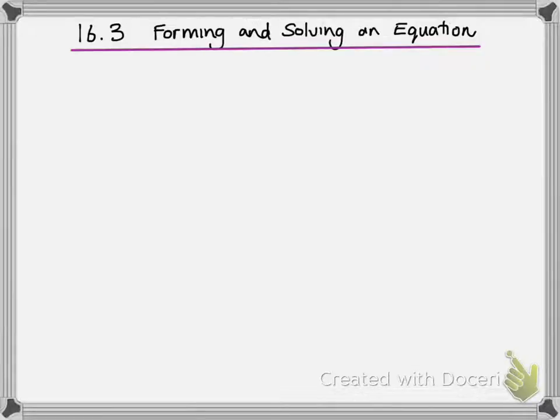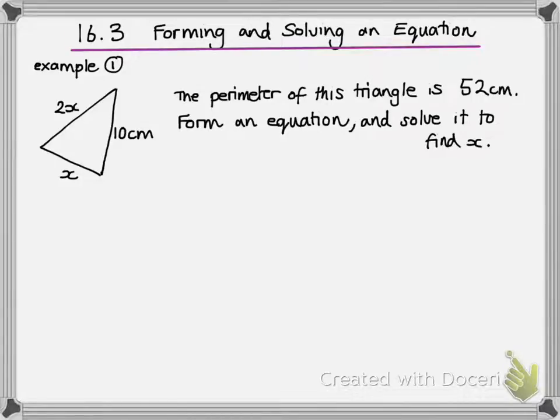Year 7, 16.3, Forming and Solving an Equation. Let's look at some examples. Here's a triangle. The question tells you that the perimeter of this triangle is 52 centimetres. Then it says, form an equation and solve it to find x.